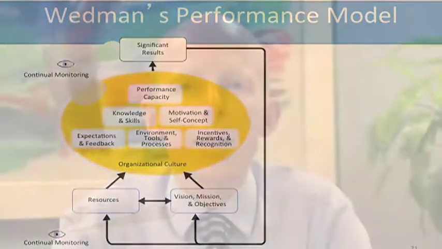He included expectations and feedback, which is always critical. We have to know what performance is expected of us, and we have to get timely feedback as to whether or not we're performing adequately. We do this then within environments and with tools that are available to us. So that is the fifth part of his pyramid.